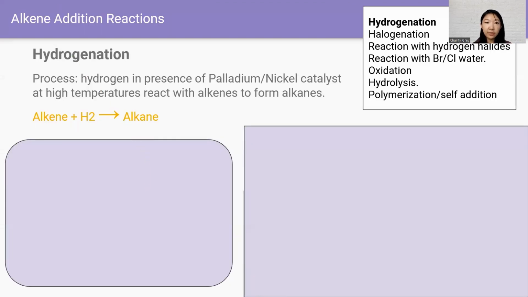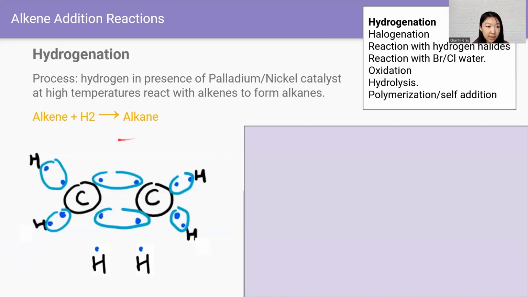First we have the reaction hydrogenation. This is when hydrogen, in the presence of a palladium or nickel catalyst at a very high temperature, will react with an alkene to form alkanes. So this is sort of the general formula. You notice that the formula actually doesn't use palladium or nickel, and that's because palladium or nickel is a catalyst. A catalyst is not used up in the reaction, but it is important for the reaction to happen. So we'll take a look at that for now.